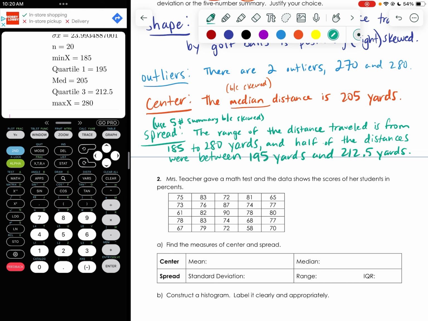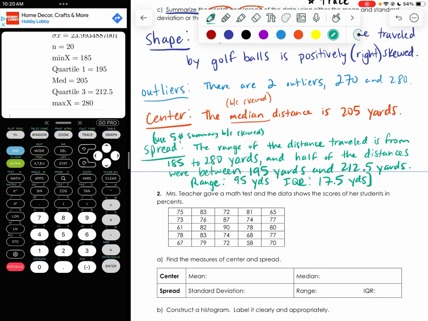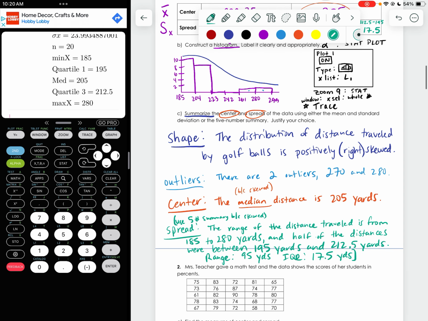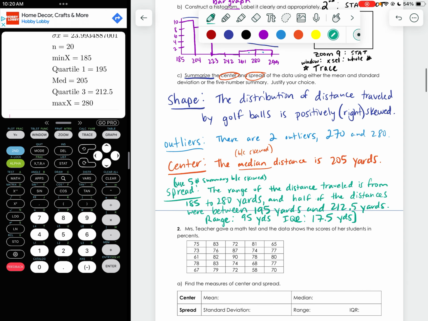Okay, so that's a pretty good description. And then you can always list what the range was. So we said the range was 95 yards, and the IQR was 17.5, and that's just what we found earlier. Okay, so it's going to be more writing than we are probably used to. But that is your first look at how you write a summary of statistics.